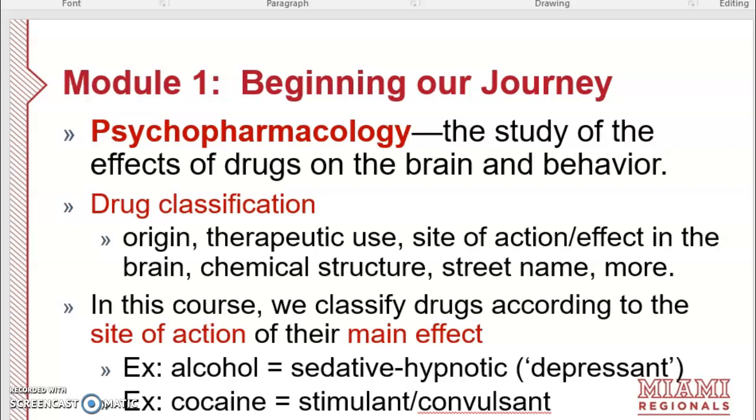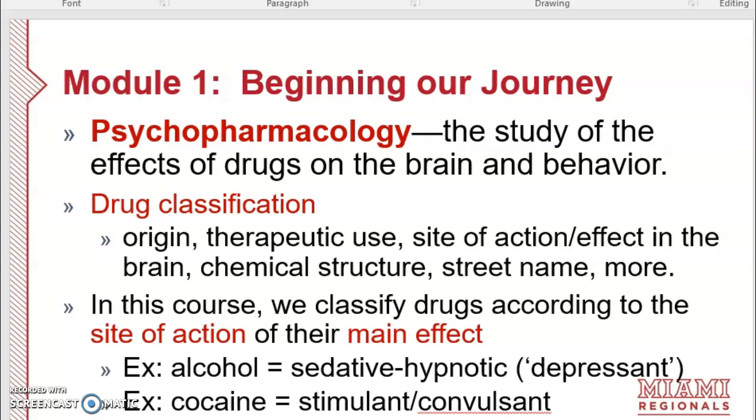So what we'll want to cover first in this module is how drugs are classified. How drugs are classified is very confusing because there are multiple ways that people classify drugs. Sometimes drugs are classified by their origin. For example, opiates are classified oftentimes by their origin as substances that have originated from opium, from the poppy seed.